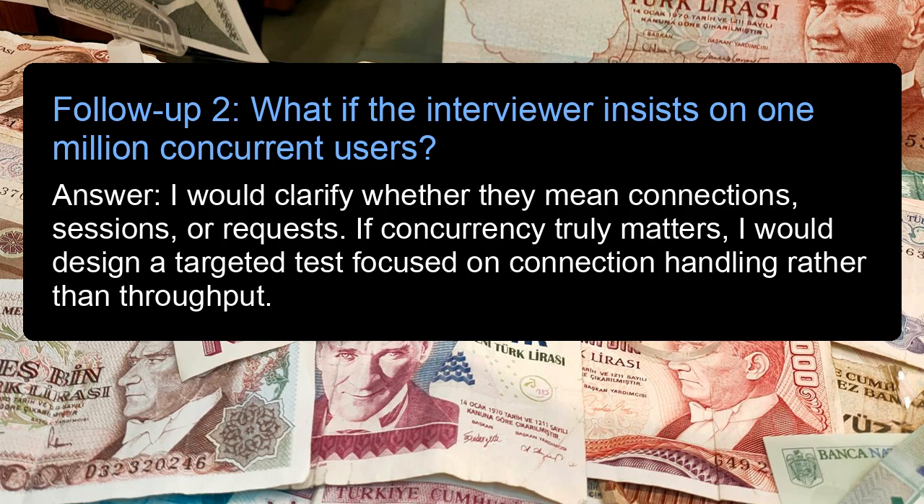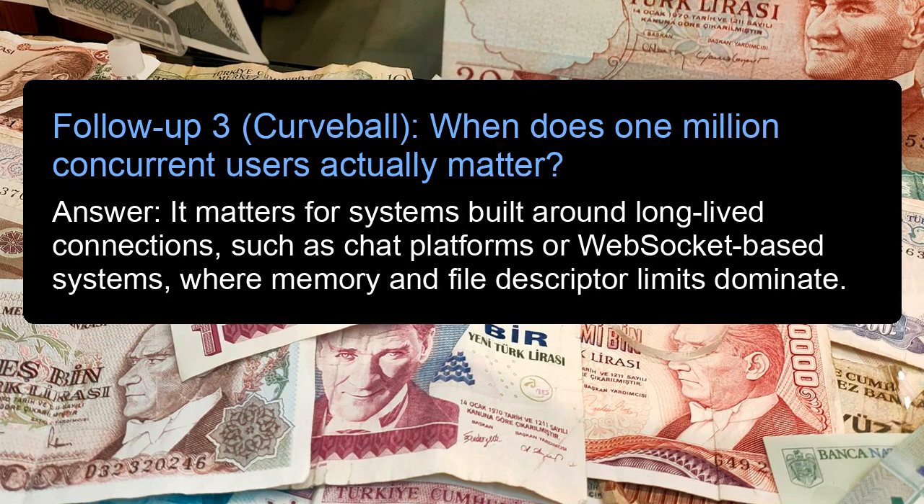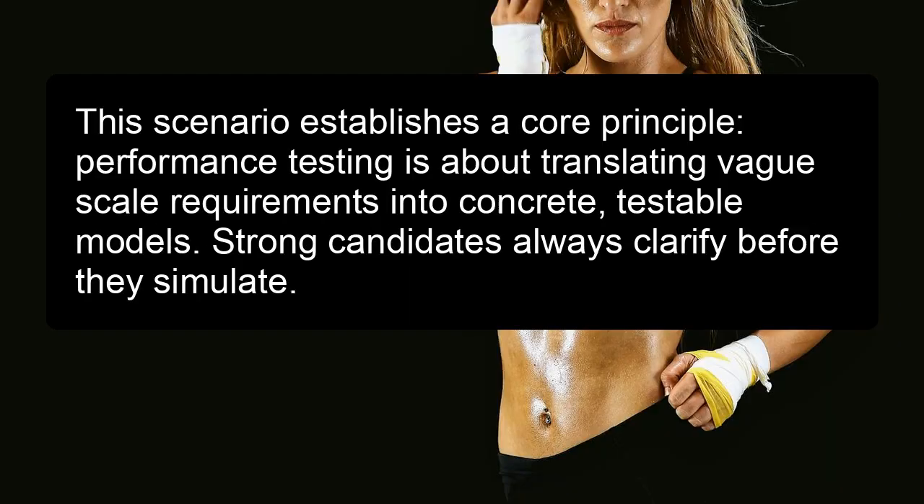Follow-up 2. What if the interviewer insists on 1 million concurrent users? Answer: I would clarify whether they mean connections, sessions, or requests. If concurrency truly matters, I would design a targeted test focused on connection handling rather than throughput. Follow-up 3. Curveball. When does 1 million concurrent users actually matter? Answer: it matters for systems built around long-lived connections, such as chat platforms or WebSocket-based systems, where memory and file descriptor limits dominate.